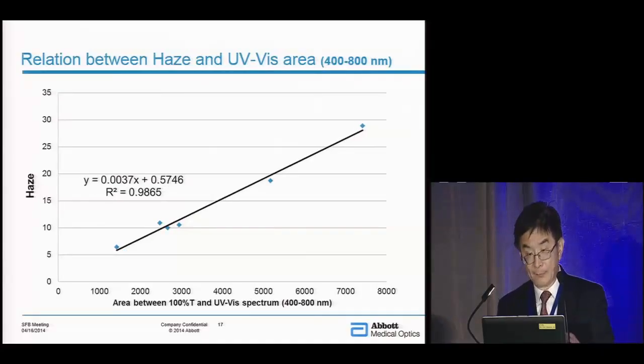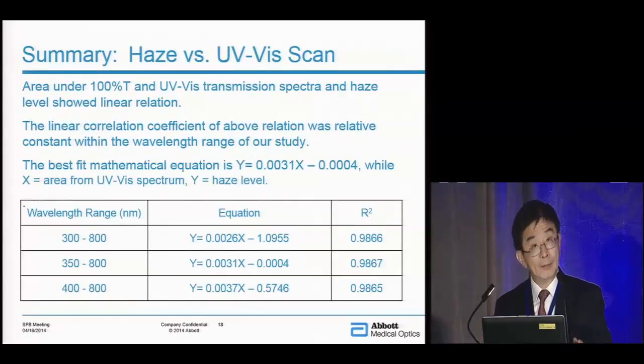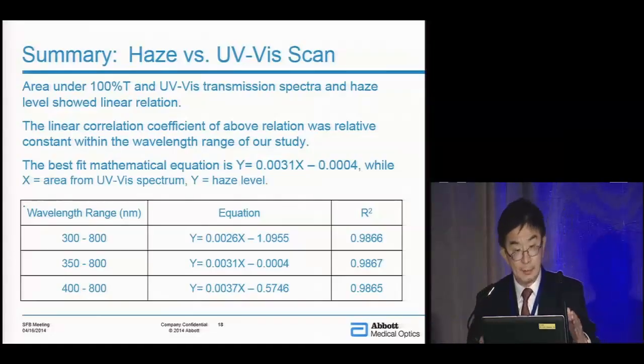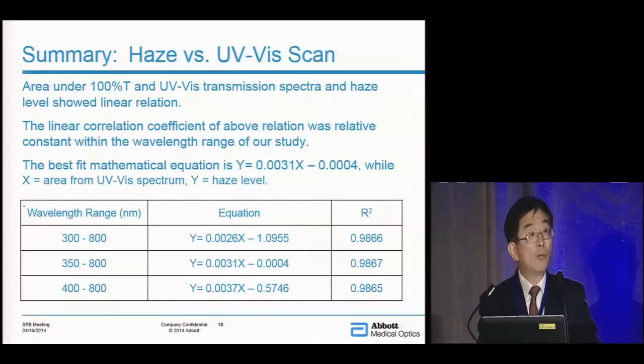And then finally, we tried 400 to 800. Well, they are all relatively the same. The linear correlation coefficients are all above 0.98. But I think we find the best is around the 300 to 800 range. So basically, in summary, we looked at haze versus UV scan. What's their relation? The linear correlation is a perfect fit by a mathematical equation, y equals 0.331x minus 0.004, where x is the area from the UV spectrum and y is the haze level.